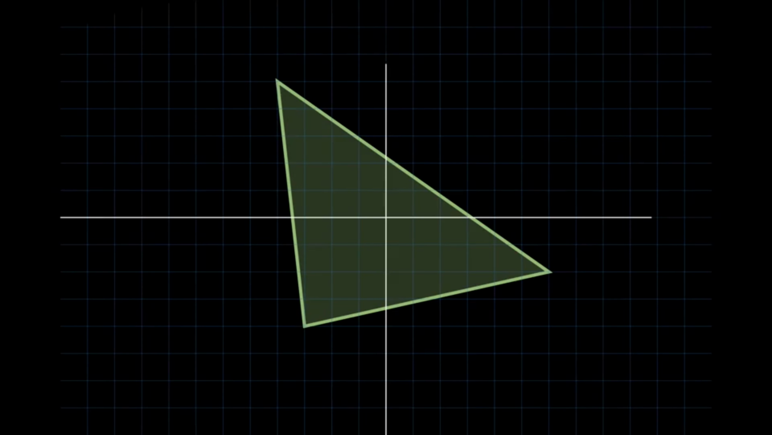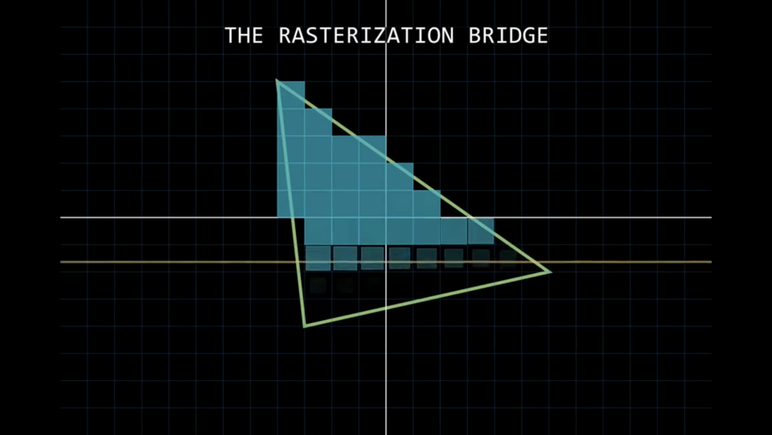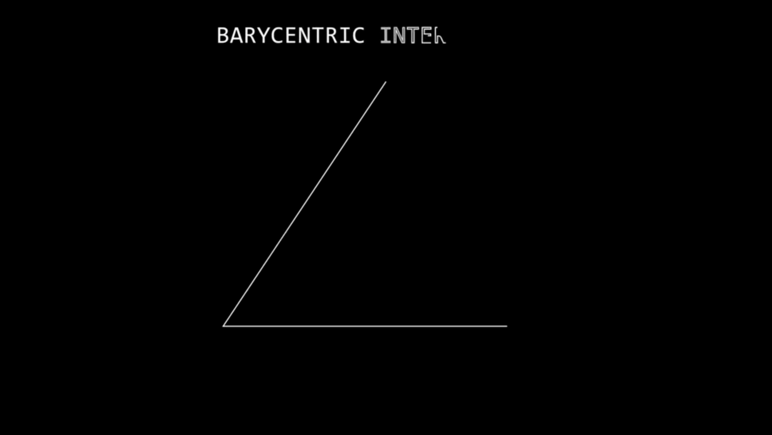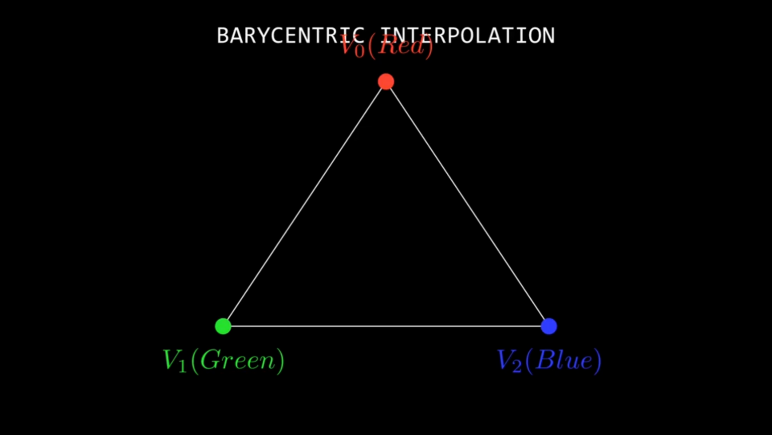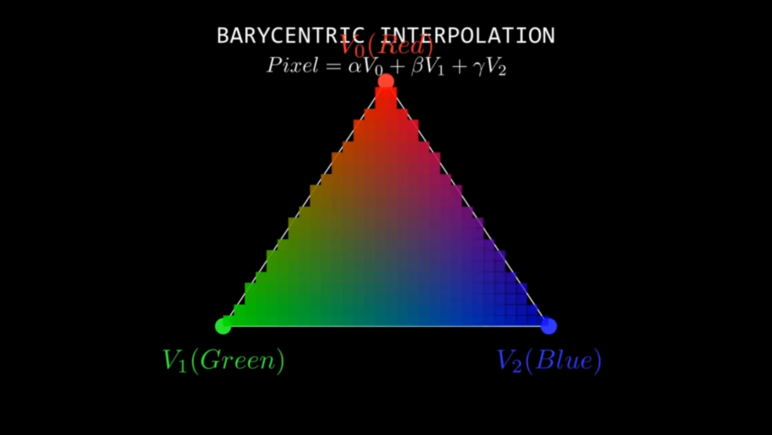We have 3D math, but your monitor is a 2D grid of pixels. This bridge is called rasterization. The GPU tests every pixel to see if it's covered by our mathematical triangle. This isn't a simple yes or no. The GPU uses barycentric coordinates to interpolate data across the surface. It's calculating exactly where inside the triangle each pixel sits.